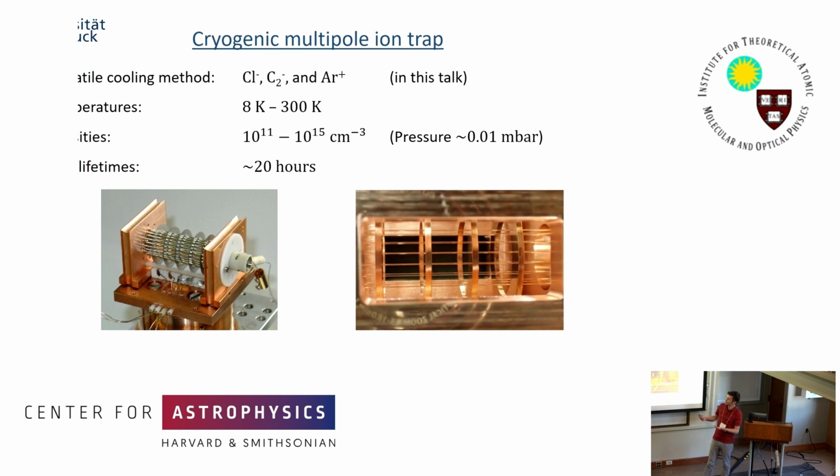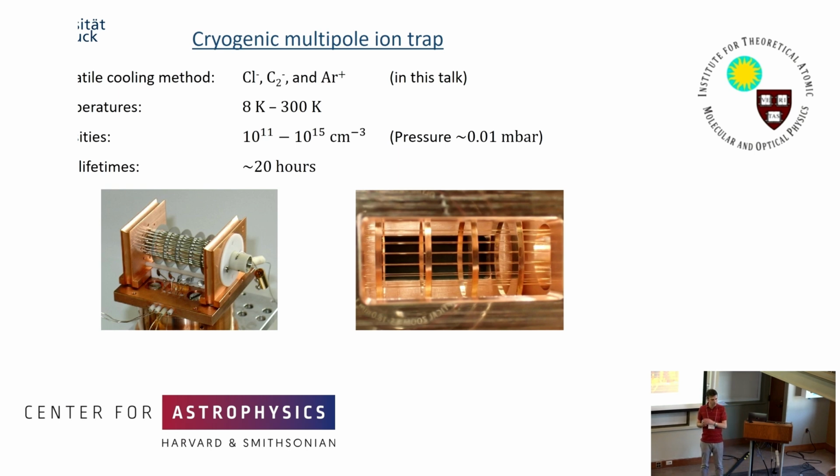And first of all, it's a very versatile cooling method, right? If you want a new ion, you don't have to buy a bunch of new lasers. Just in this talk, I'll be talking about chlorine minus, C2 minus, and argon plus. It's relatively easy to switch. We have a range of temperatures. Of course, we don't get into the ultra cold, but we can go down to 8 Kelvin, up to 300 Kelvin. Our densities of neutrals can be quite high, right? We have this box that we fill with neutral gas, and we can increase the temperatures, the densities. And for us, we go to really high densities of 10 to the 15 per cubic centimeter.